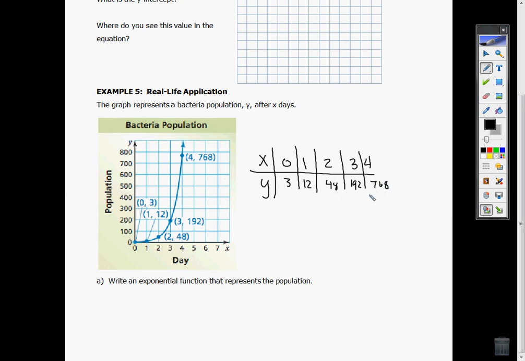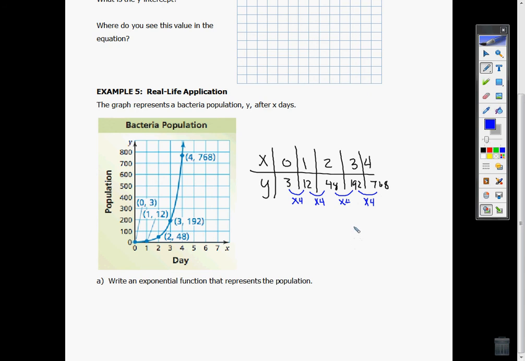Okay, now over here these numbers are starting to get bigger, so let's look down at the bottom. Is there some sort of common factor that you're seeing here to get from 3 to 12, from 12 to 48? Yeah, you're multiplying by 4 each time. 3 to 12, multiply by 4. 12 to 48, multiply by 4. 48 to 192, multiply by 4. 192 to 768, yeah, you're multiplying by 4. Alright, so we've got our common factor.